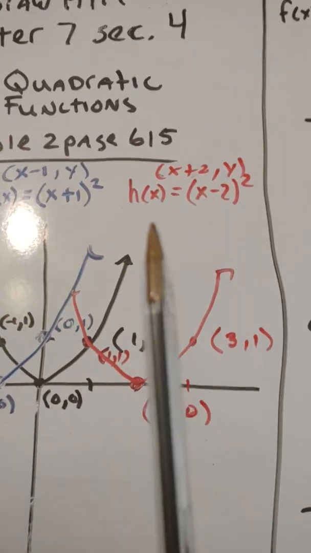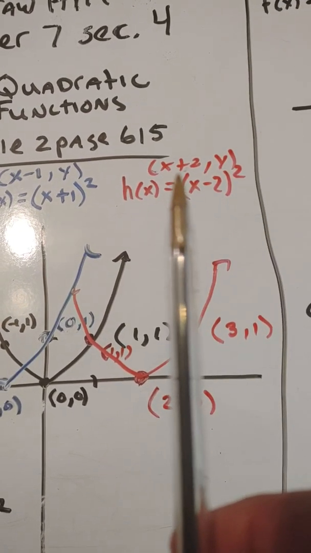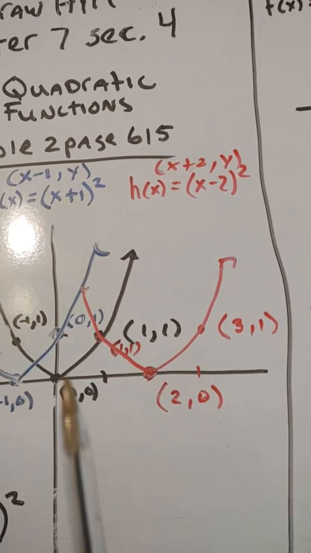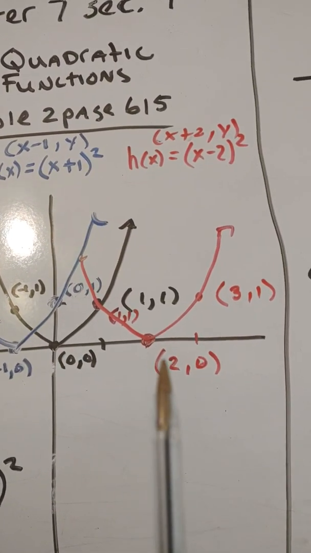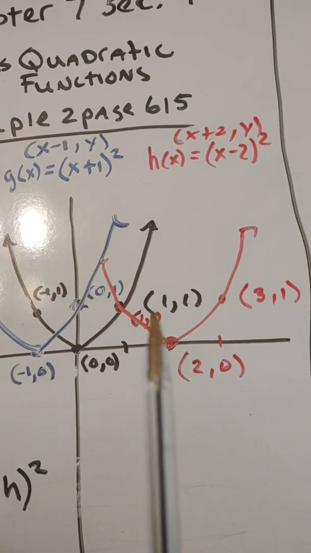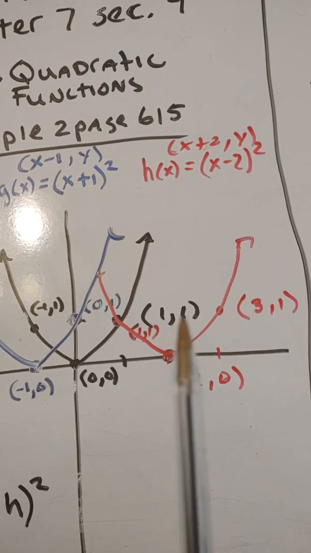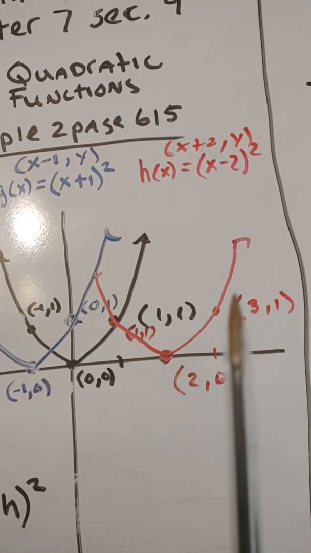Here we have h of x equals x minus 2 squared. So it's a minus, so we're going to add 2 to x. So I'm going to add 2 to this x here, so I get 2, 0. I'm going to add 2 to this one, so I get 1, 1. I'm going to add 2 to this one, so I get 3, 1. And there's my graph there.